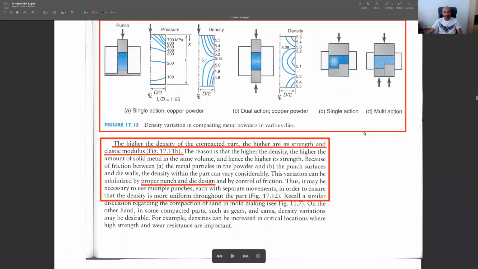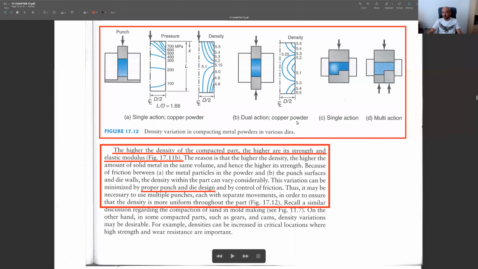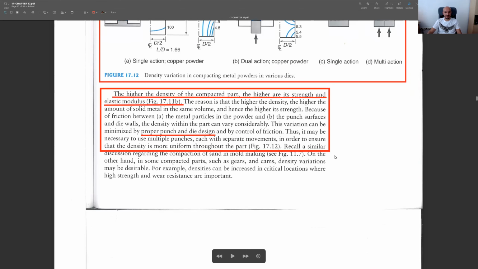And why is density important? Since if you increase density, then probably the strength and elastic modulus of your resulting part will be improved. For that purpose, if the curved part is highly critical for you, then you should design these punches, your equipment, properly.